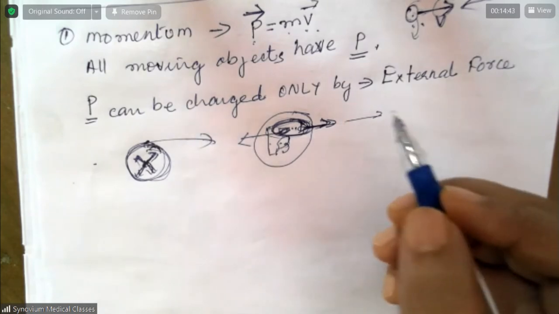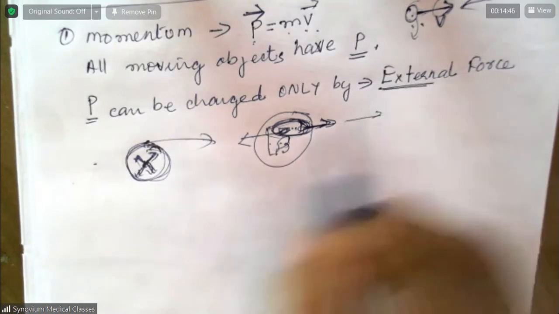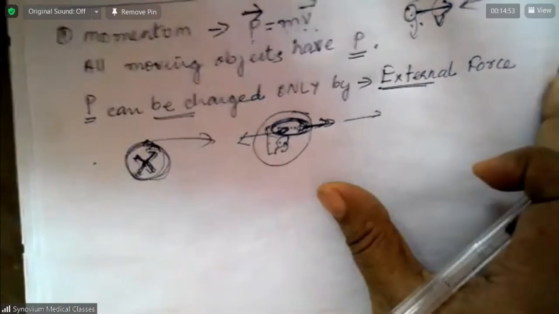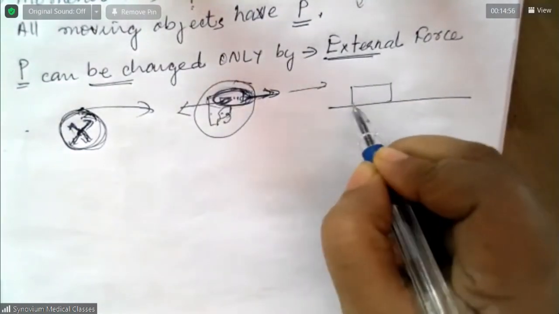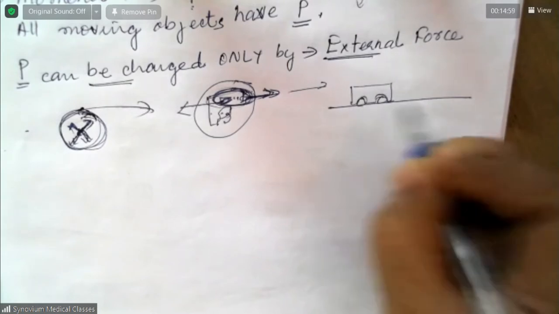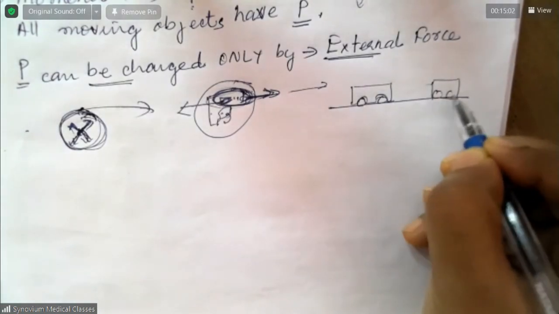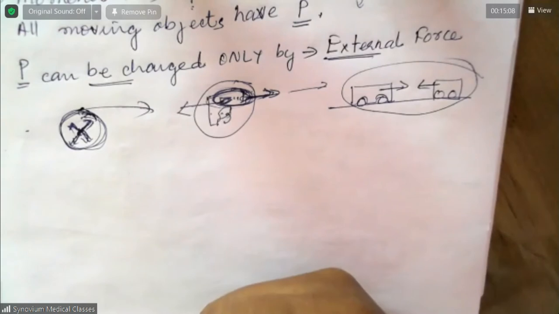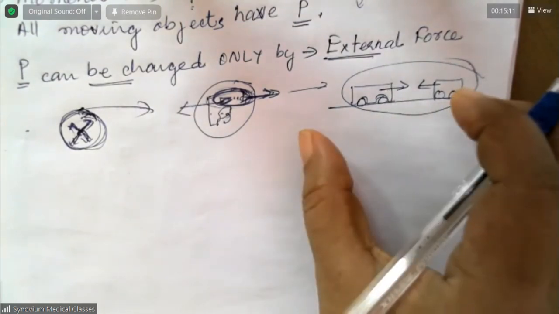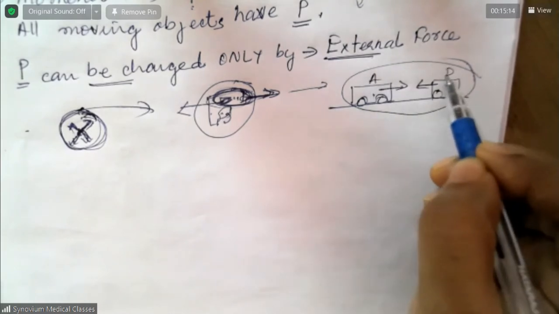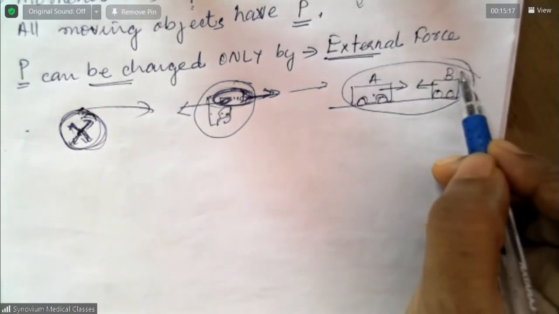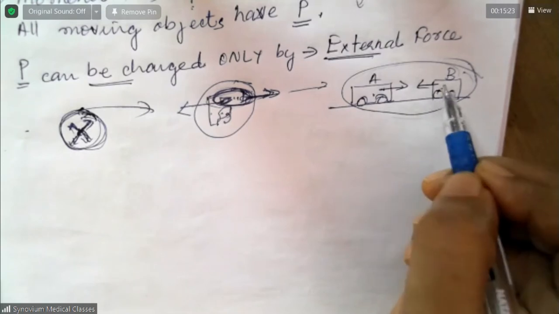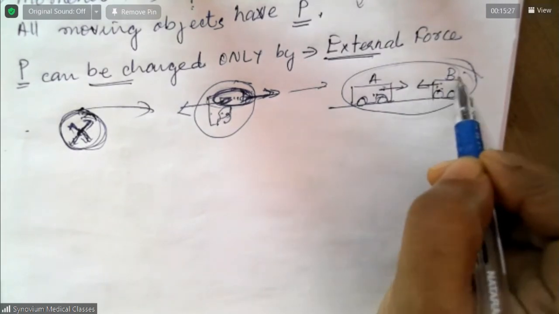So also remember, only external forces can change the momentum. Another example, think about a trolley. Assume that this is a trolley with wheels, and this is another trolley with wheels. You are making them collide. So these two trolleys are a system. Now we are considering a system of trolleys, trolley A and trolley B. When they collide, A applies a force on B, and B applies a force on A. So these two forces are internal forces.